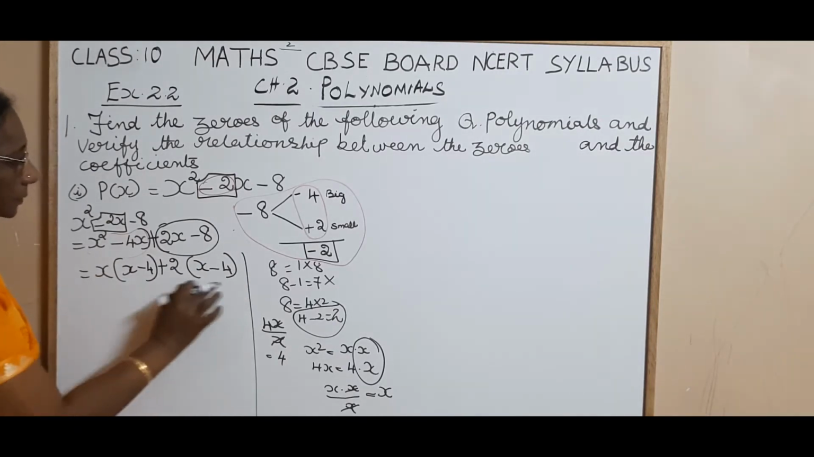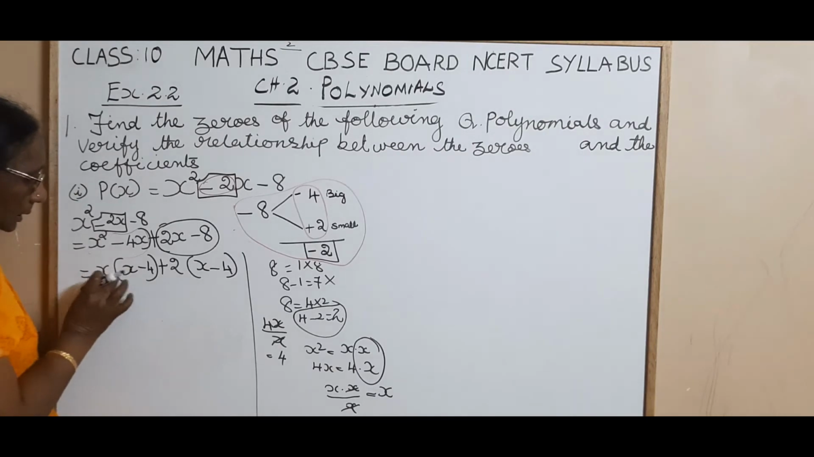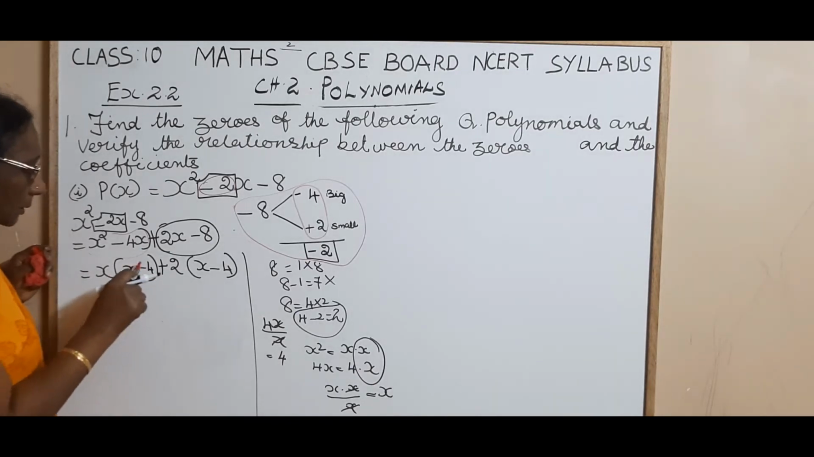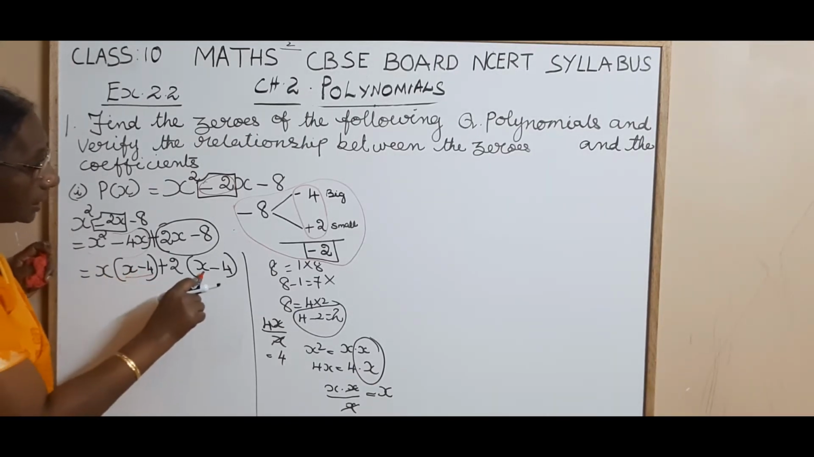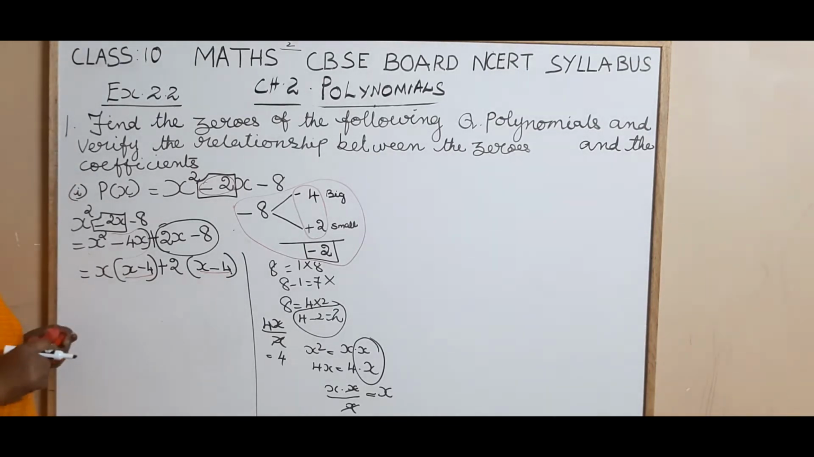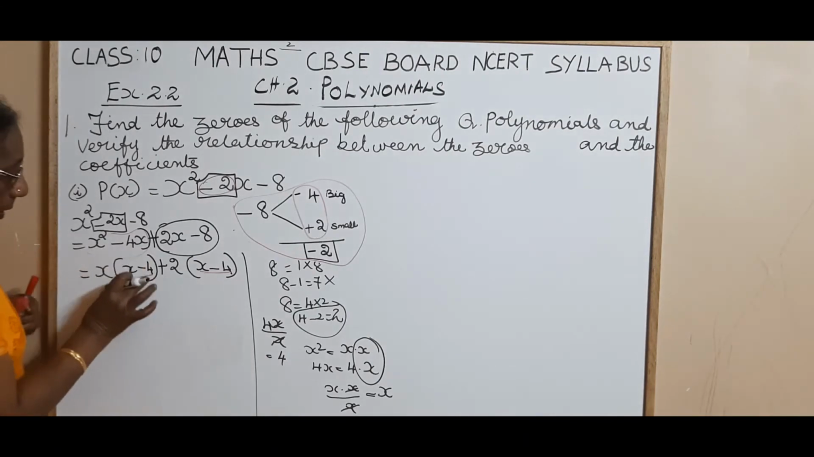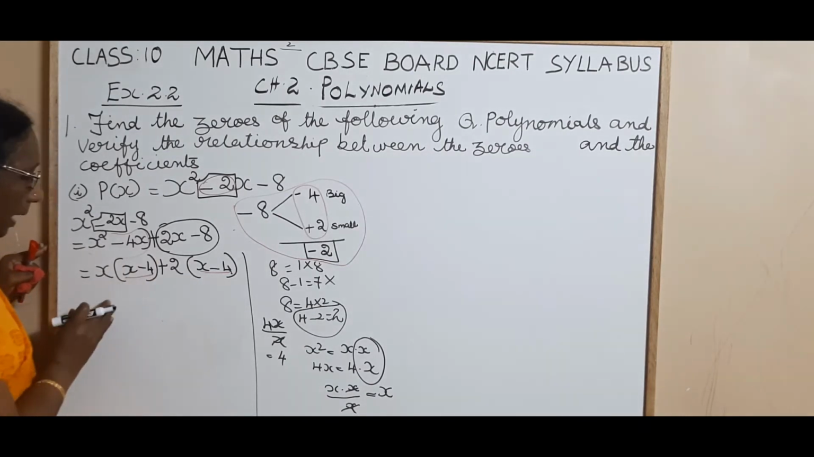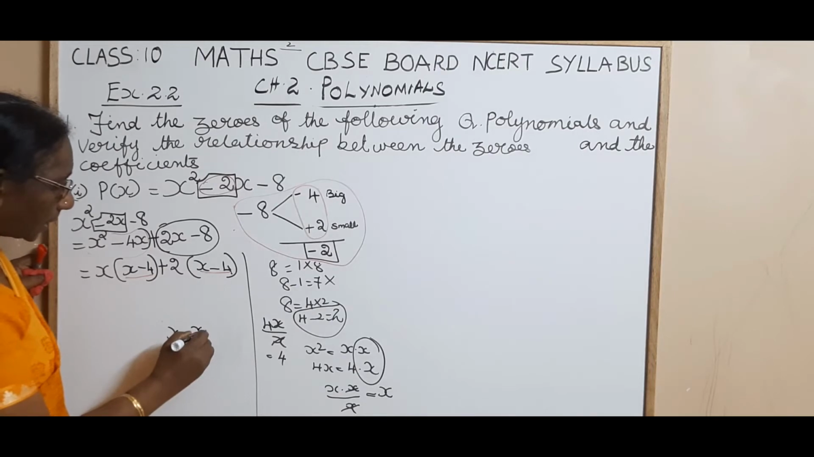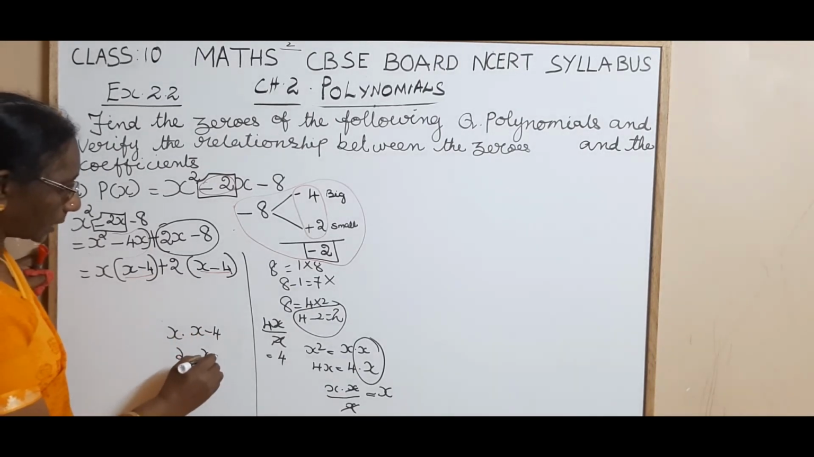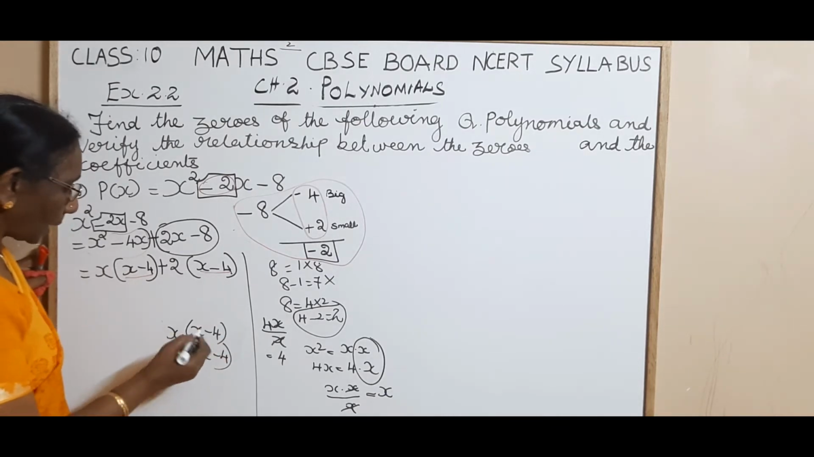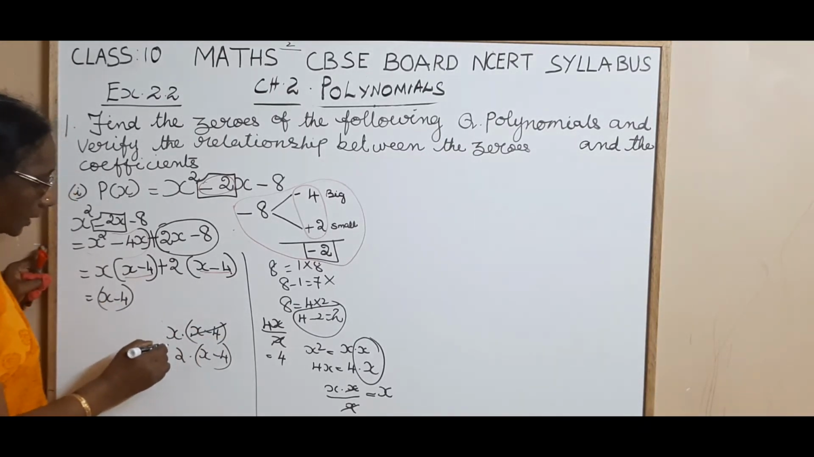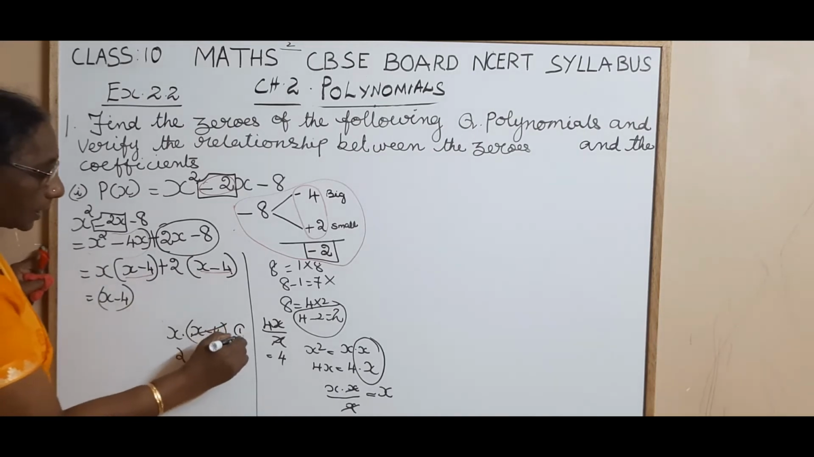Now if you see this, what is common? x minus 4 we are getting in this factor. Here x minus 4 is there. Here also x minus 4. So the linear polynomial x minus 4 is common in both terms. So now we are going to take this out. So x into x minus 4 and 2 into x minus 4. So we are going to take x minus 4. That means it has come out. What is left here? This is the first one. This is the second one.